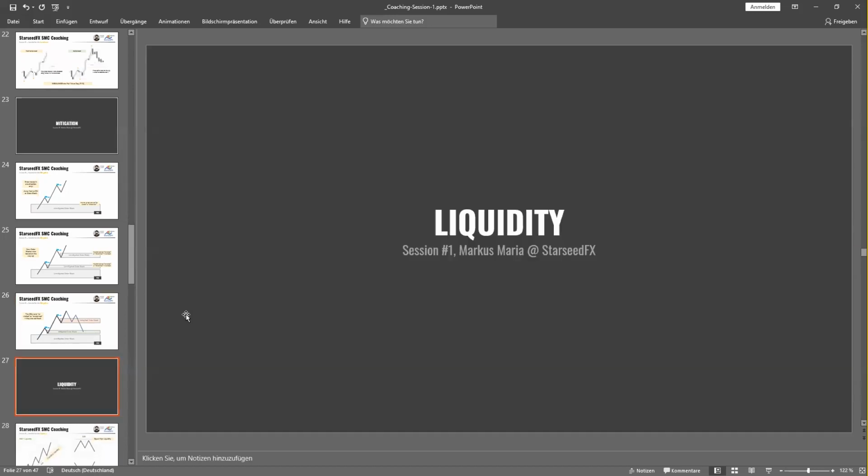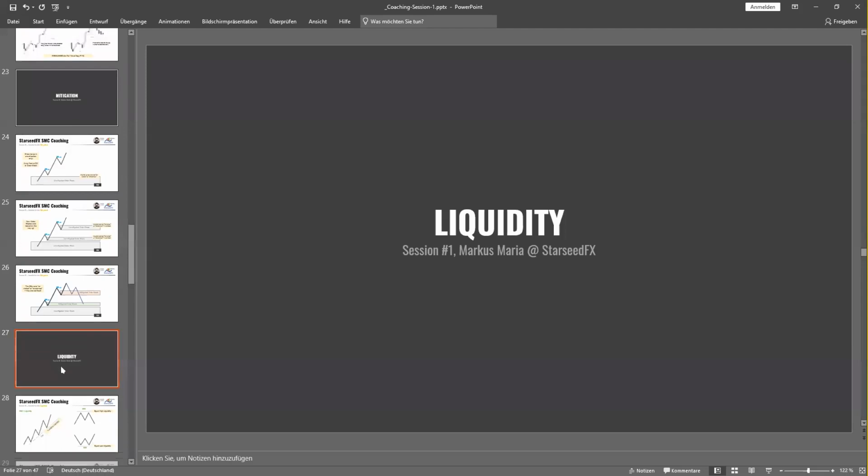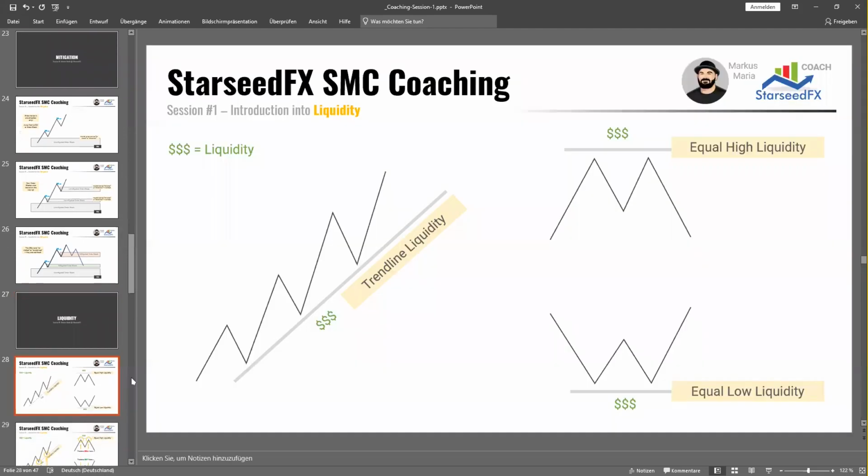And then we have the liquidity. We're also talking a lot of times about liquidity. And I think it's also one of the main topics of Kyle, and he explains it very well as well. But for newbies, it can be difficult to understand. It was difficult for me as well. And it's not always very objective.